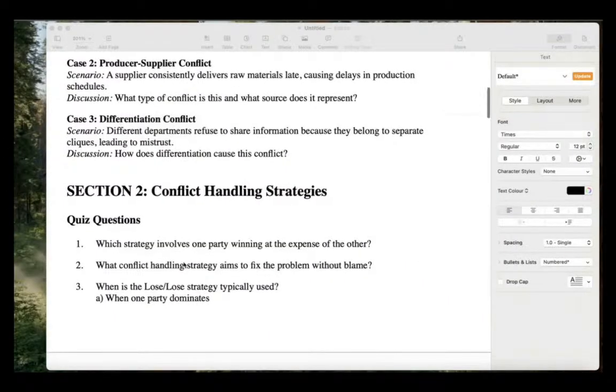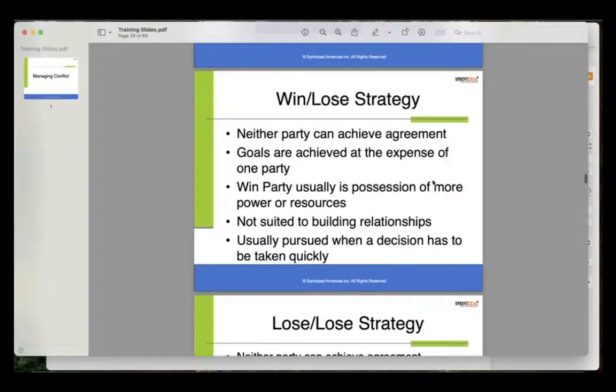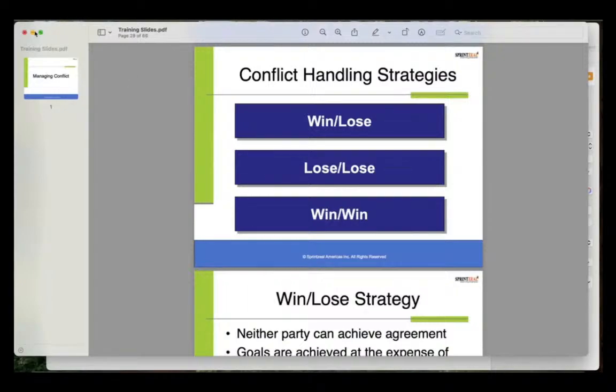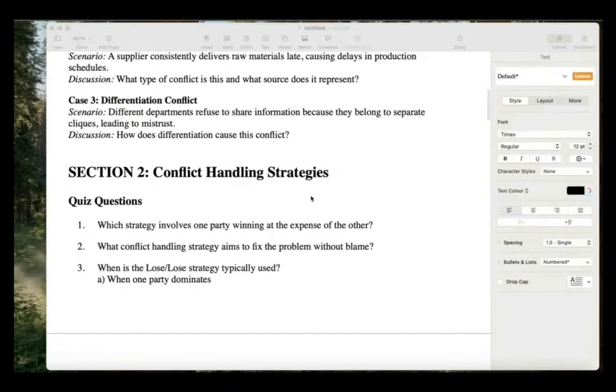Next is, what conflict handling strategy aims to fix the problem without blame? So we are talking about strategies, right? Good job, I'll give that point to you. The win-win strategy aims to fix the problem without blaming any interested party or any stakeholders for that matter.